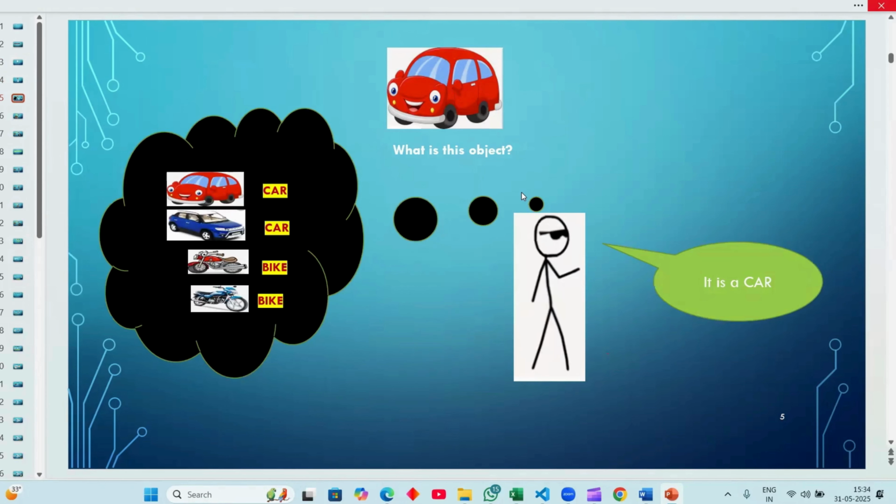Now if we put multiple objects like a car, supercar, motorbike, or superbike, and we ask which is the first object in red color, they easily identify and recognize the object: it is a red car. He recognized the pattern and the structure of the car, so he can easily identify it is a car.